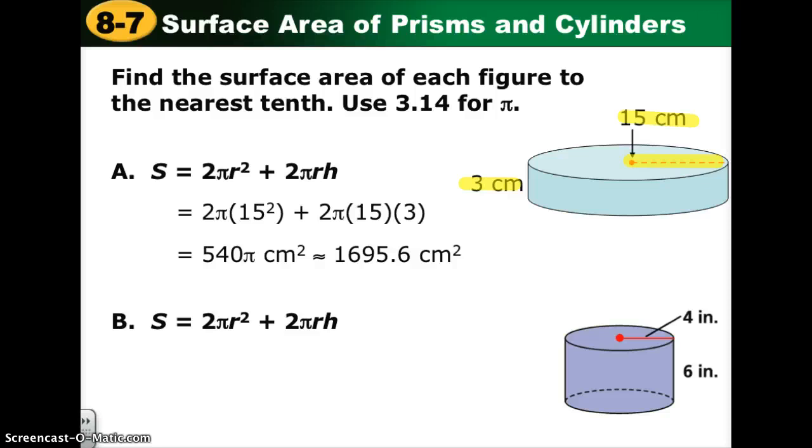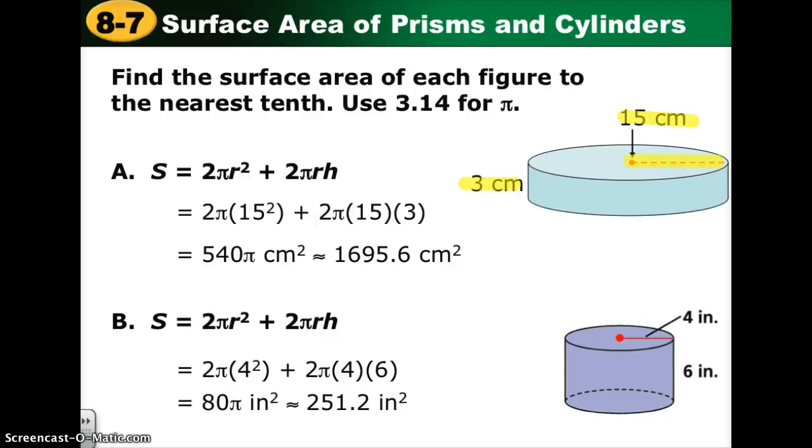Let's look at example B. We have a radius of 4 and a height of 6. We follow order of operations. We take 4 squared, times that by 2 to get 32 pi. 2 times 4 times 6 would be 48 pi, for a total of 80 pi, inches squared, and then 80 times 3.14, 251.2 square inches.